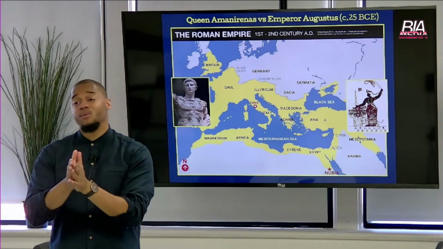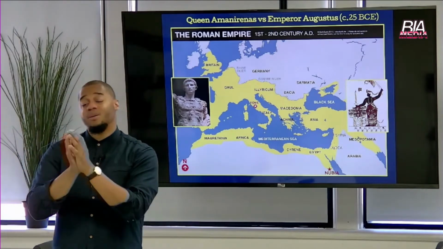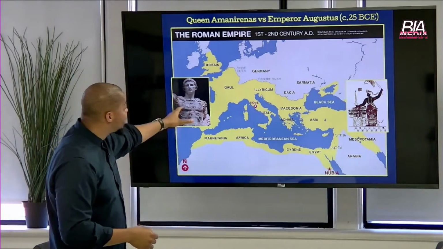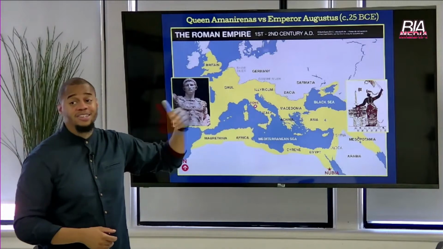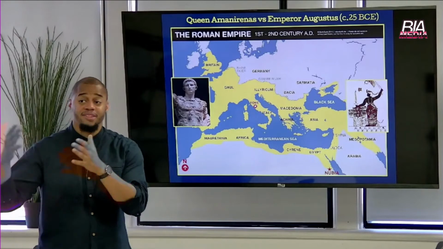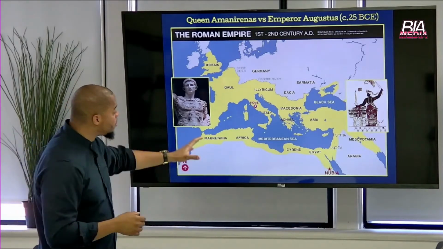There's a civil war between Octavian and Mark Antony. Long story short, Mark Antony and Cleopatra lose that civil war, and Octavian becomes the first emperor of Rome, and he takes the title Augustus. He becomes Emperor Augustus. He's the first Roman emperor. He's a nephew of Julius Caesar. So when he takes over Egypt, he becomes one of the most powerful men in the world.